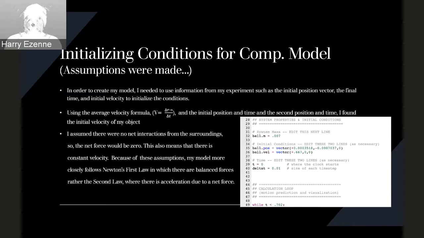Using the average velocity formula, v equals the change in position over the change in time, and the initial position in time, and the second position in time, I found the initial velocity of my object.